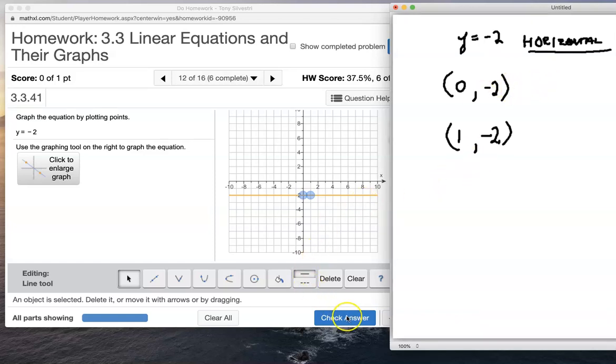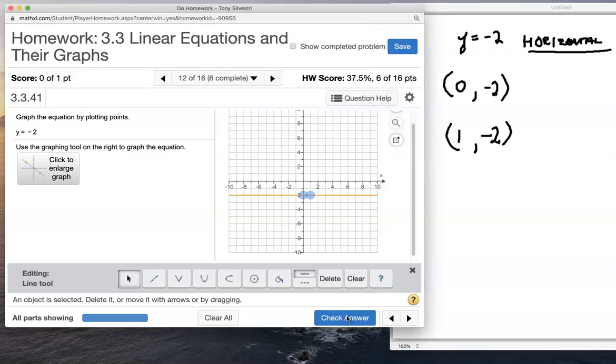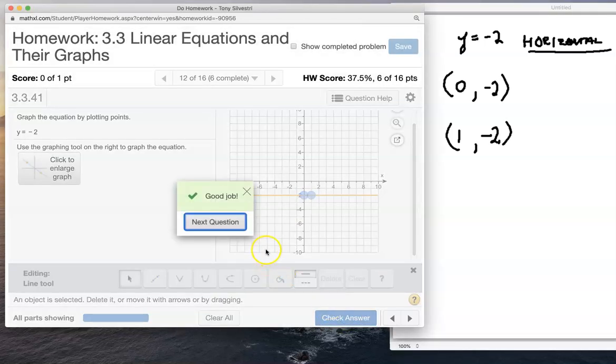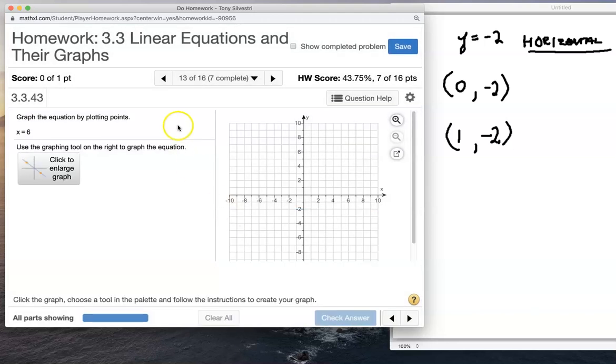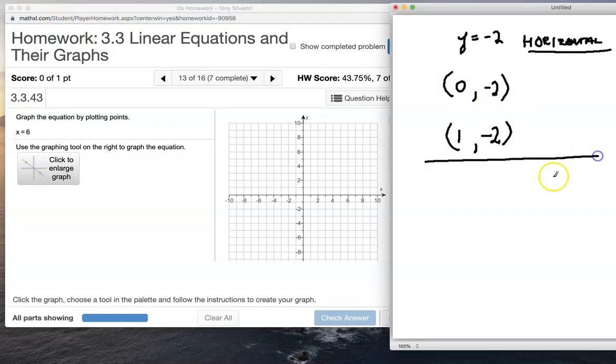Okay, so let's go ahead and say, what's the next one? I bet you there's an x equals coming up next. Good job, yeah. Next, ooh, yep. Guess what, what do you think an x equals is going to look like? Okay, I'll tell you what it looks like. A vertical line.